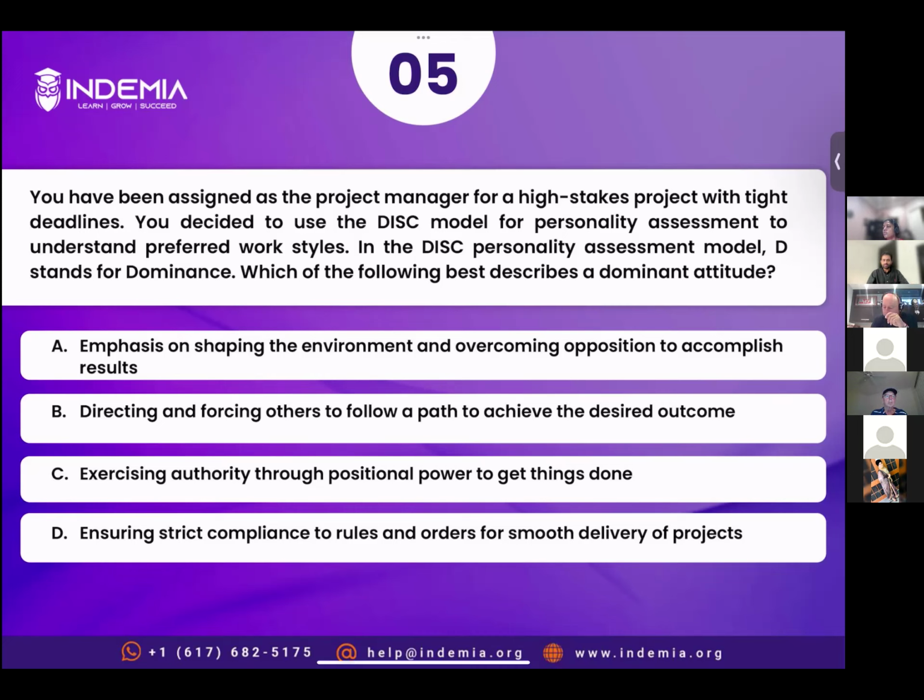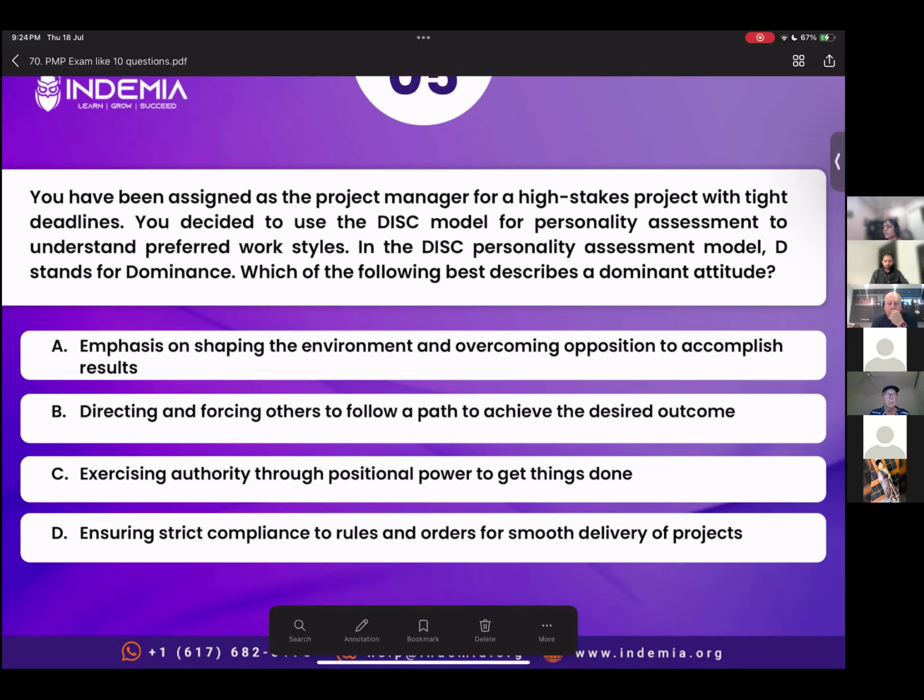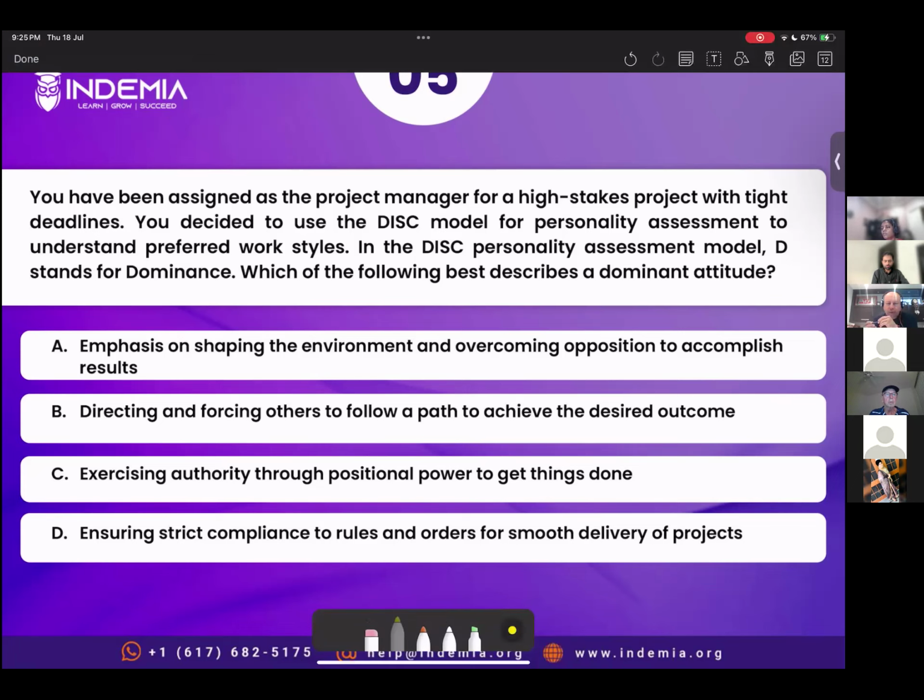Option C, exercising authority through positional power. What is positional power? Positional power is you're using your position. So for example, I'm a project manager, and I'm instructing people or ordering people to do something just because I'm the project manager. That is called using my positional power. So it's not always that you control things with your positional power. As I mentioned, you can control things through various other forms as well, or different forms of behaviors. So C can't be the right answer.